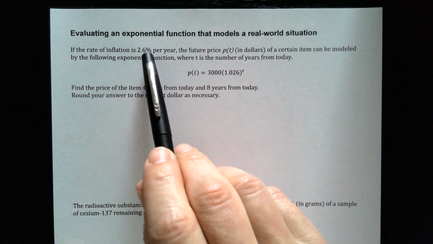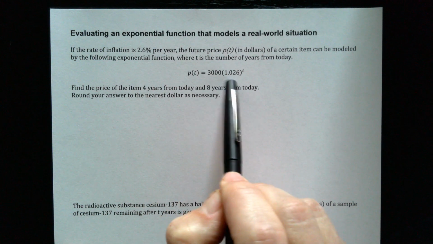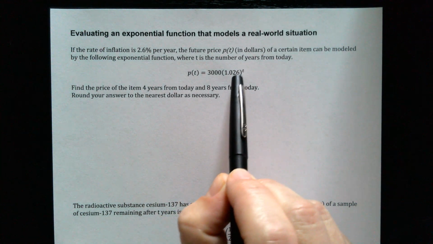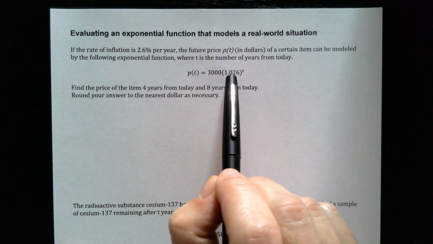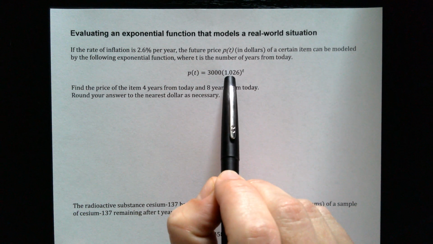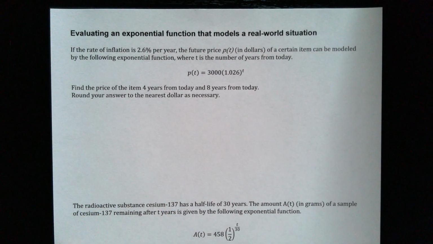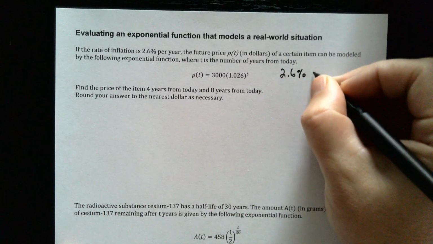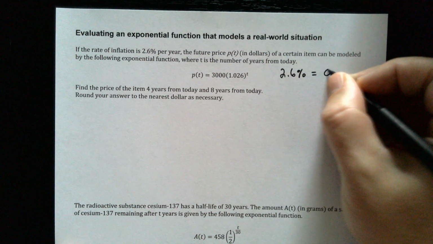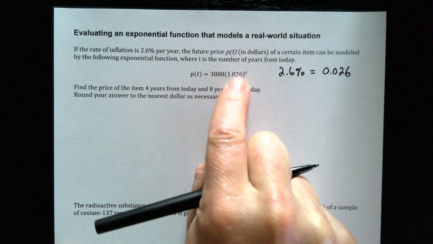Quickly, let's explain where this 2.6 goes in this, because they already wrote the function for us. Here is the 2.6 right here. If you didn't have a 2.6% increase each year, this number would just be 1, which means that the price would always stay at this $3,000. If you convert 2.6% into a decimal, you move the decimal twice, so it would be 0.026, and that's where the 0.026 comes from.